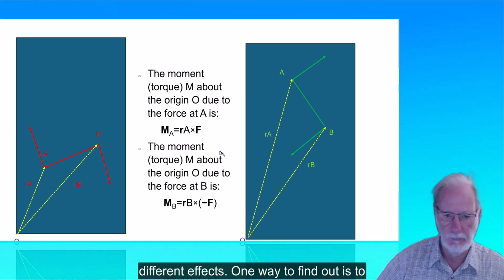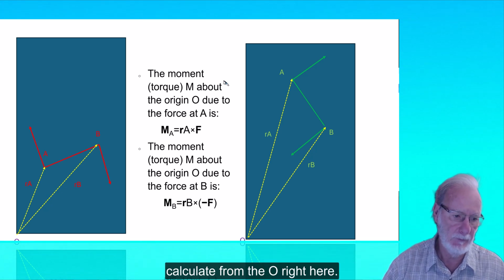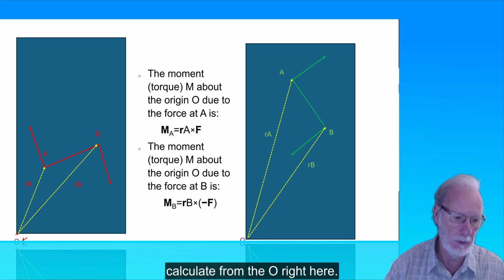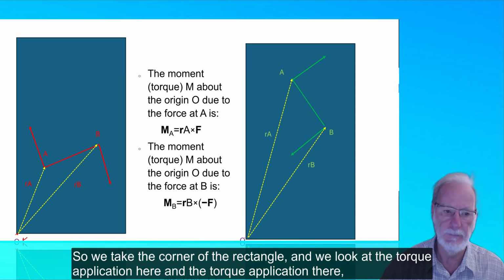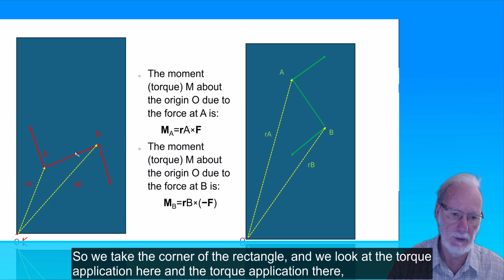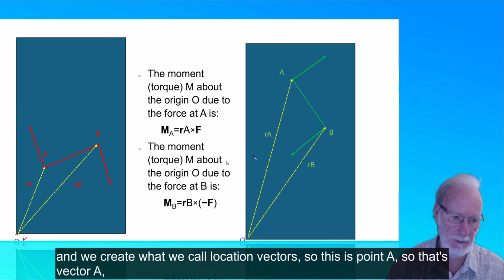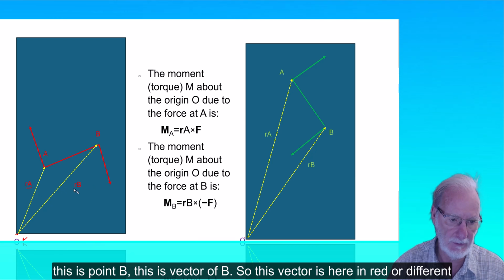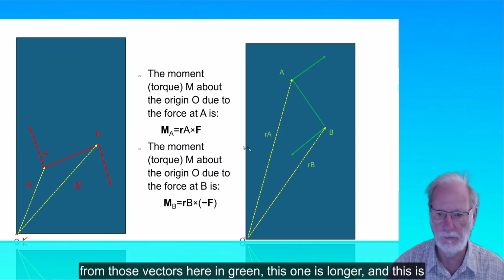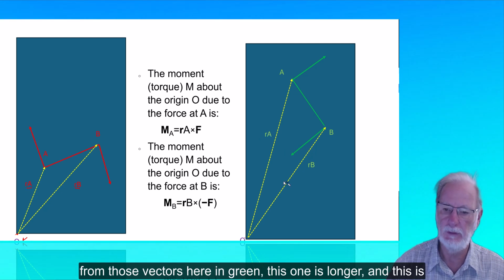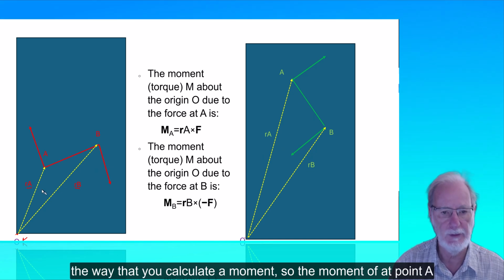One way to find out is to calculate from the origin O right here. So we take the corner of the rectangle and we look at the torque application here and the torque application there, and we create what we call location vectors. This is point A, so that's vector A. This is point B, this is vector B. So these vectors in red are different from those vectors in green. This one is longer.